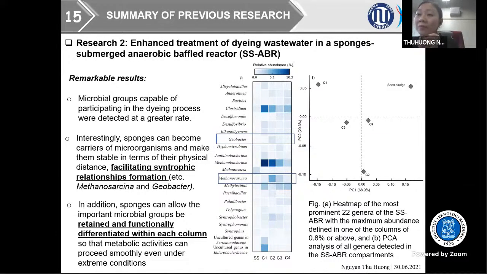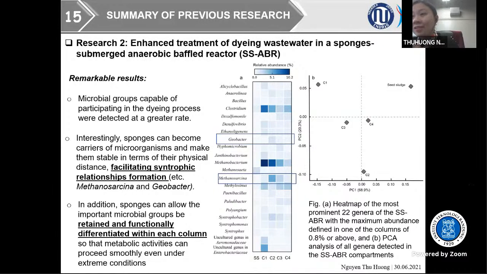Microbial groups capable of participating in the dyeing process were detected at a greater rate. And interestingly, in this research, Methanosaeta and Geobacter were detected prominently and tended to have a proportional distribution with each other in each column. This may reveal a symbiotic relationship between the two species that helps the Methanosaeta to live well. And we began to wonder whether the symbiotic or syntrophic relationship contributes to the dye processing.